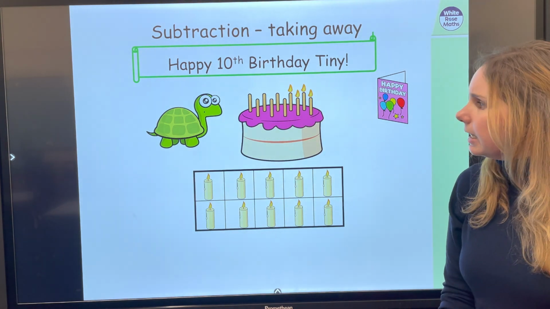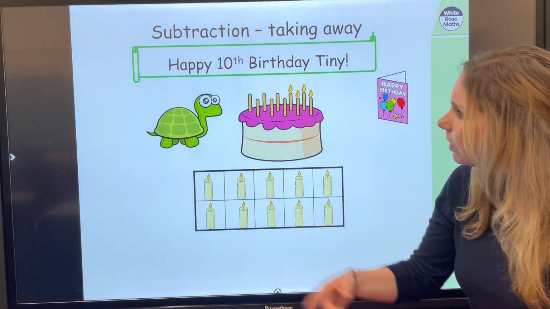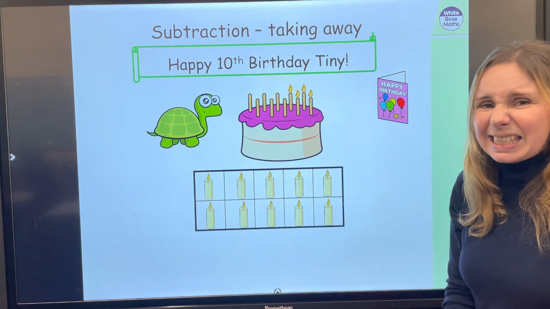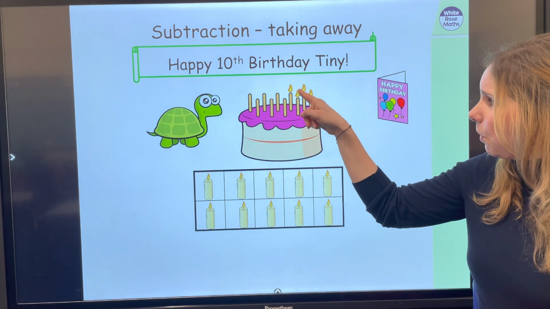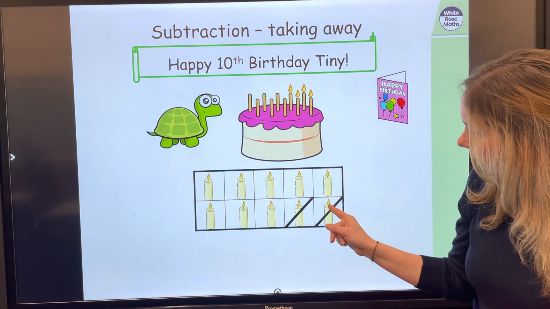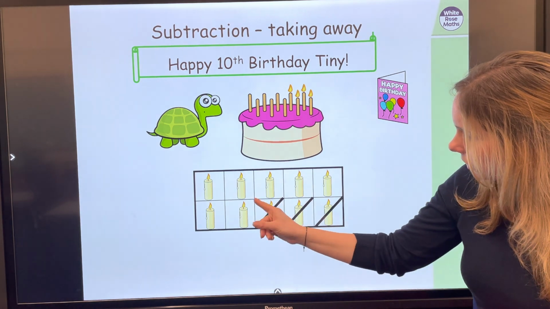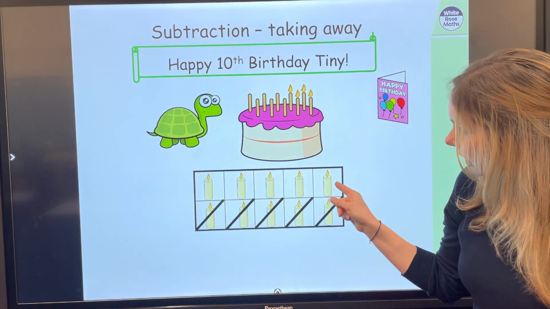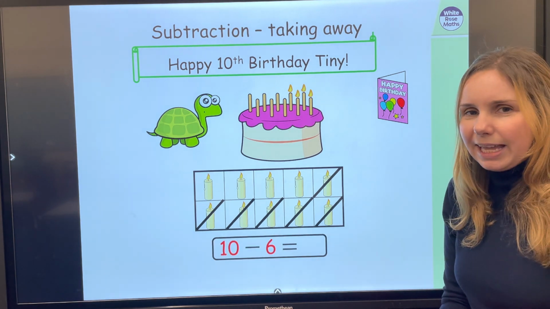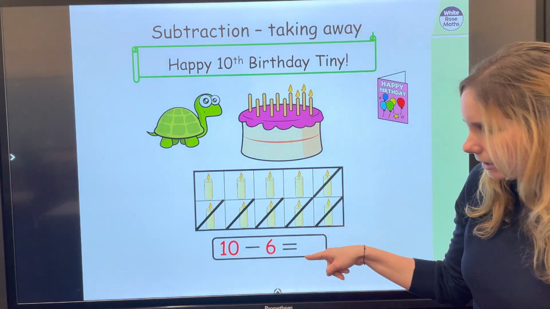How many did he blow out? Let's count. 1, 2, 3, 4, 5, 6 candles. And it left 1, 2, 3, 4 candles. Now you can see on here how we're crossing our pictures out. 6, okay? Now here is our subtraction number sentence.